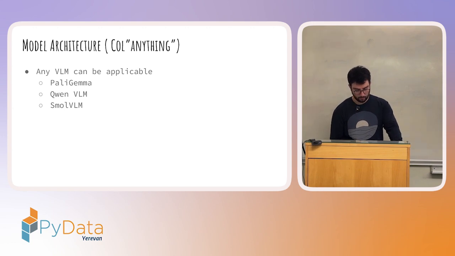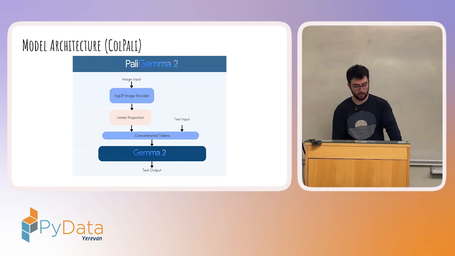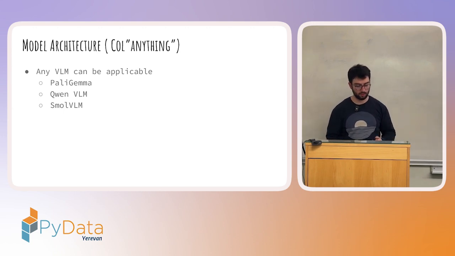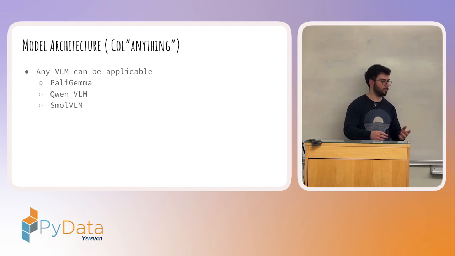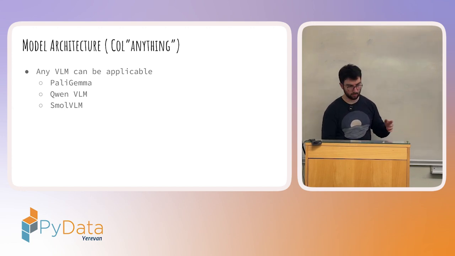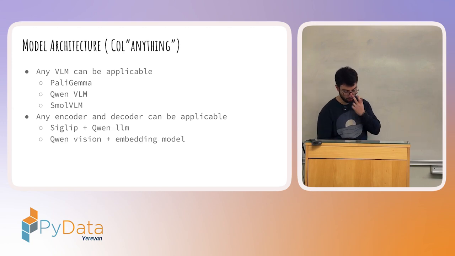Actually, they specifically used PaliGemma, added this Col part, and came up with ColPali, but it doesn't necessarily have to be this specific model in order for this method to work. It can be any VLM, like Qwen VL or Swin VL or anything. It can be put there, and with proper training, it will work.